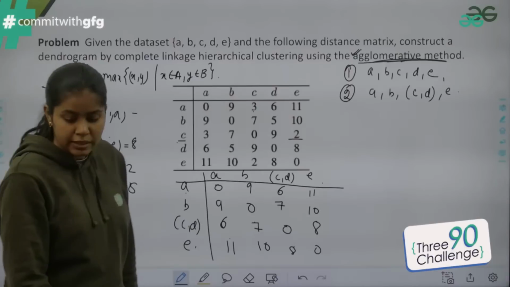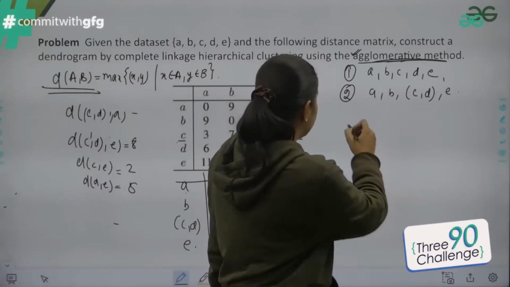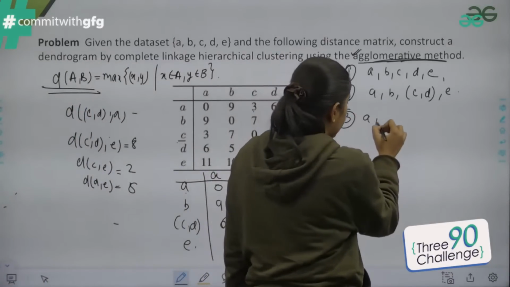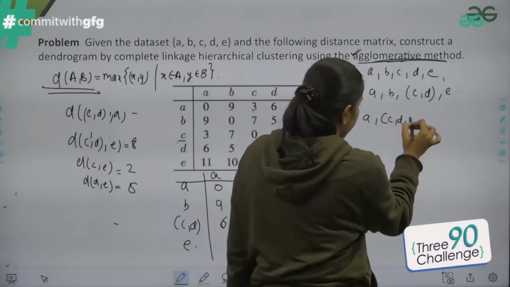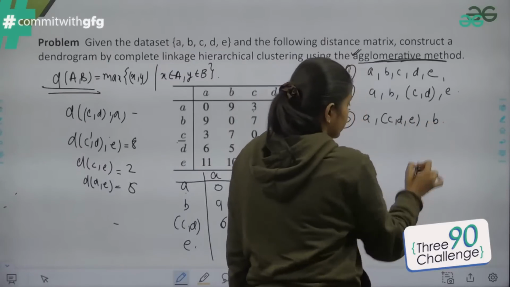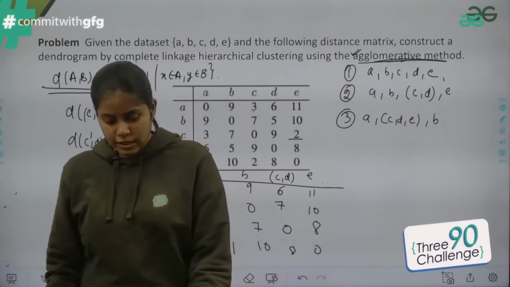Right? So that means I can combine them. That means I'll get A comma C comma D comma E and B. So that means we get three clusters here in the third step.